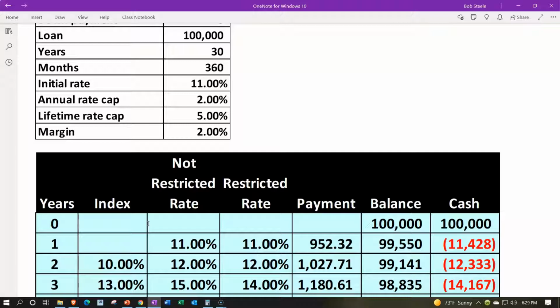And then we have the lifetime cap at 5%, meaning that if I start with my original rate at 11% and increase it by the lifetime cap of 5%, we get to 16%. We're saying this thing can't go over 16%. So you can see what this would basically do. It gives a little bit more assurance to the borrower and a little less risk than an ARM that did not have these caps on it.